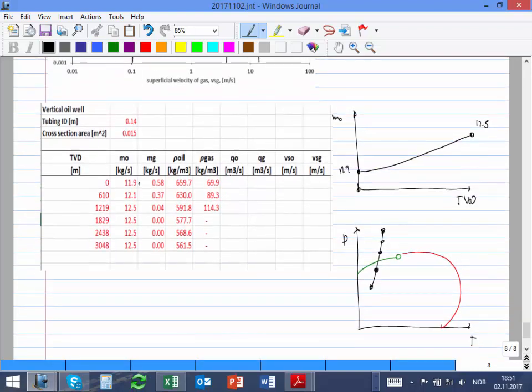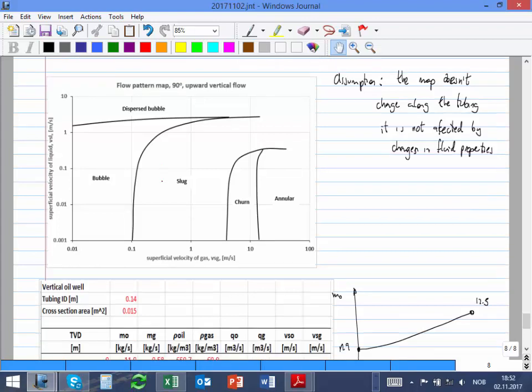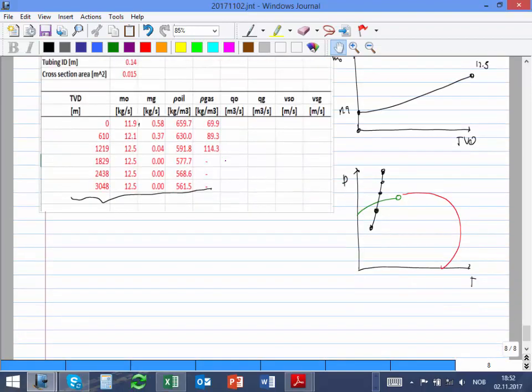I have this data for you, but don't ask how I got it; you will see tomorrow how we calculate it. Basically I have the density at every point of oil and gas, and the mass flow of oil and gas. I want you to calculate the local rate at each point, and then the superficial velocity of oil and gas. Then please plot these points on this flow pattern map and see which flow pattern we have in the wellbore: if we have slug, if we have churn, etc.